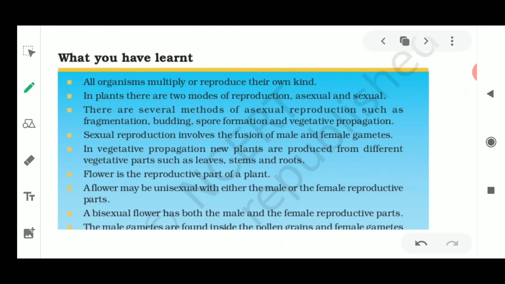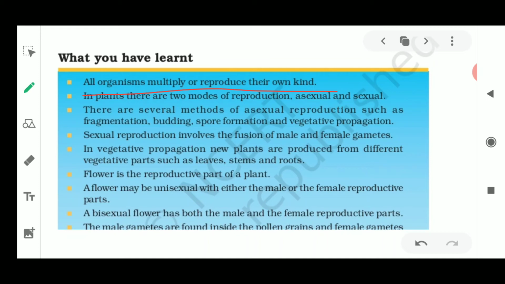So the first point says all organisms multiply or reproduce their own kind. This is very important because we can see only the seeds are going to give rise to the same particular tree. For example, a mango seed is there. This mango seed is going to give rise to a mango tree. It is not going to give rise to a lychee tree, or a grapevine. Okay, so we could say that each and every organism multiplies and reproduces their own kind.